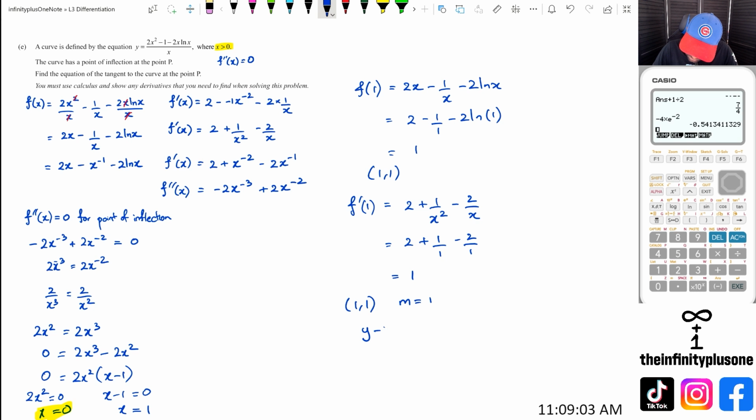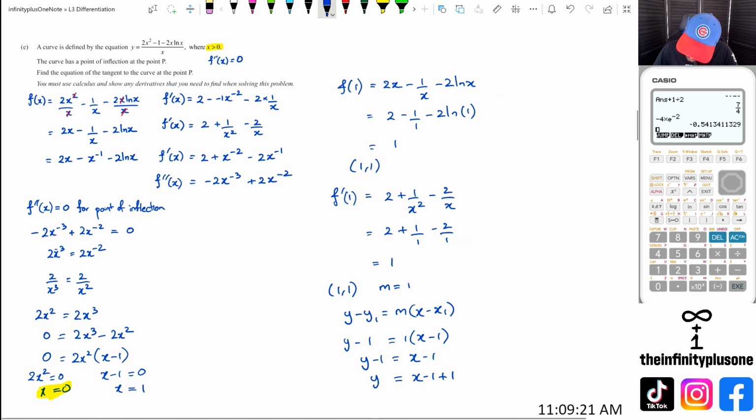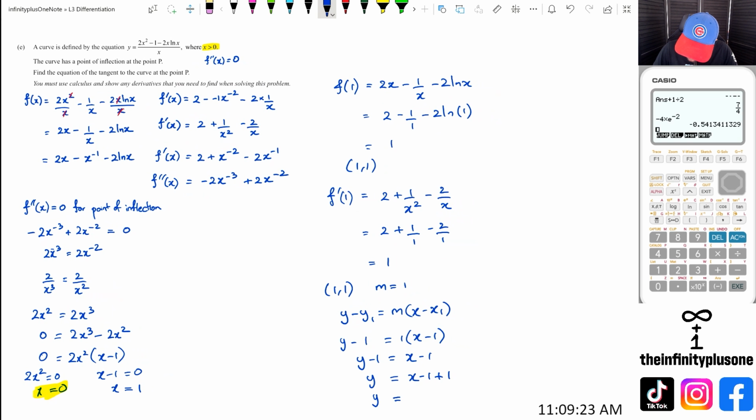So I'm going to get y minus y1 equals m times x minus x1. I'm going to get y minus 1 equals 1 times x minus 1. So I've got y minus 1 equals x minus 1. And then y is equal to x minus 1 plus 1, which is going to give me just y equals x.